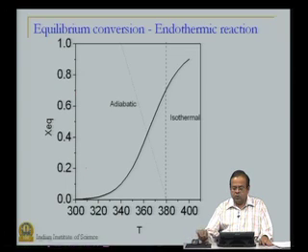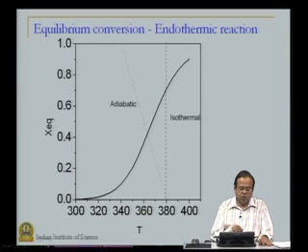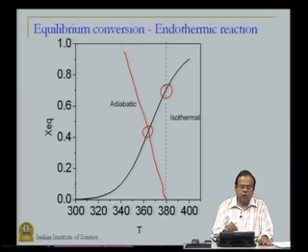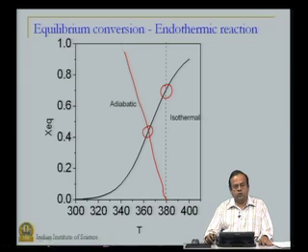For endothermic reactions, the equilibrium conversion increases as temperature increases, and this is what we see. As we are increasing the temperature, the equilibrium conversion is increasing. The y-axis is our equilibrium conversion. So, if we are doing the reaction at, let us say, this particular temperature, we can get this conversion in an isothermal process, whereas for an adiabatic process we can get only this much conversion. So, for endothermic reactions, what happens in an adiabatic process?